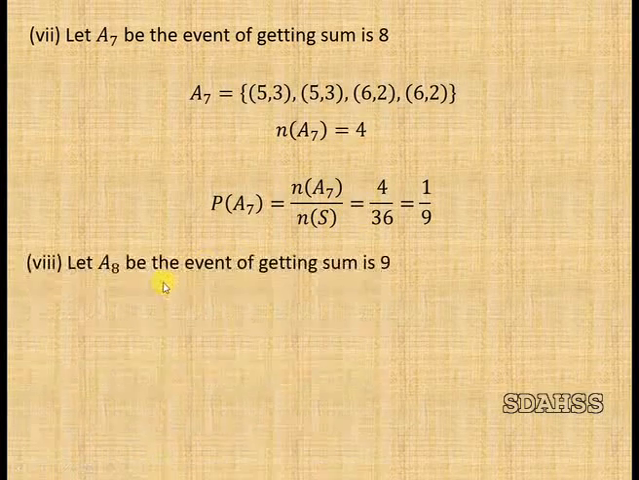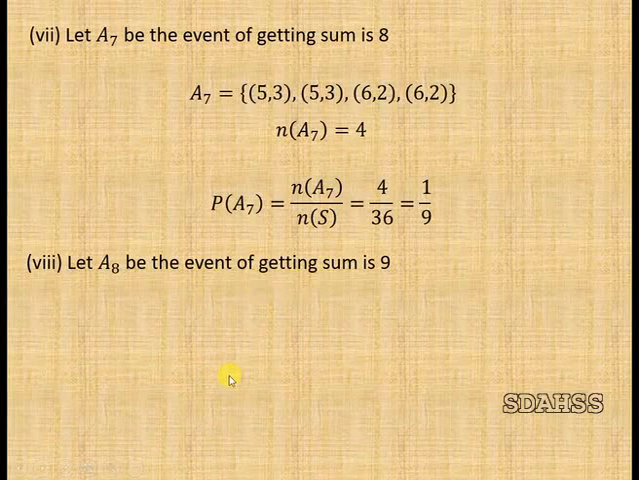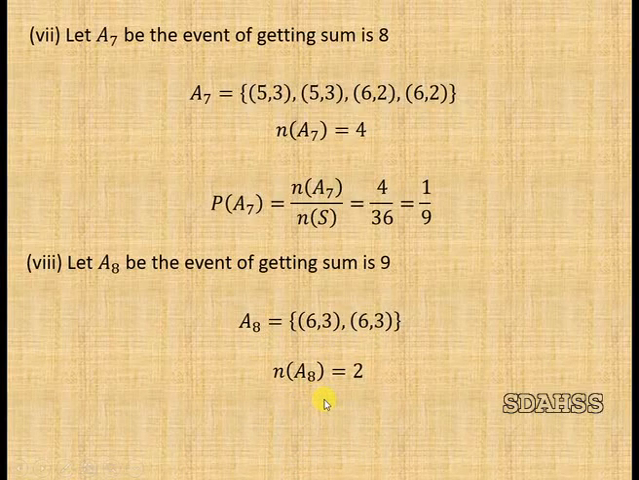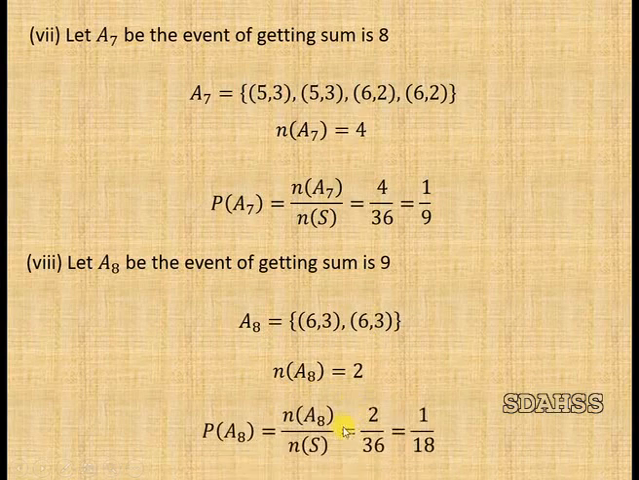A8 be the event of getting sum is 9. So A8 is equal to {5,4}, {6,3}. If you add, you will get 9. So N of A8 is equal to 2. Then P of A8 is equal to N of A8 by N of S, which is equal to 2 by 36. That is equal to 1 by 18.